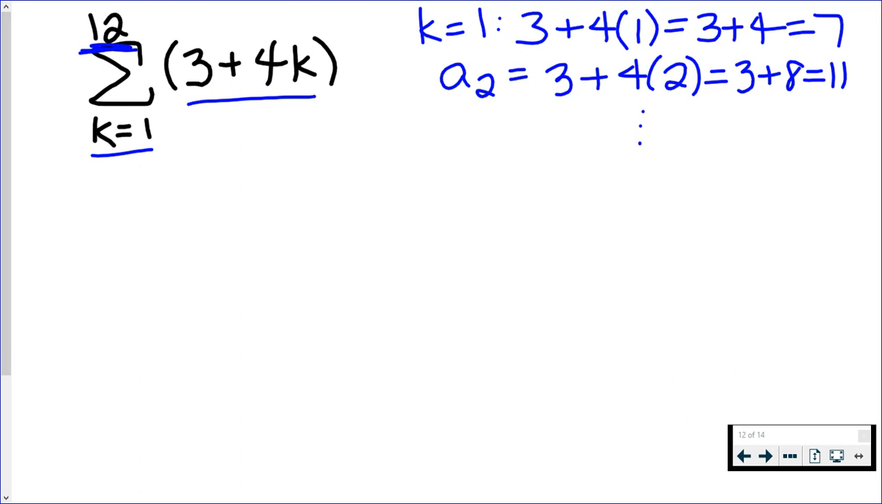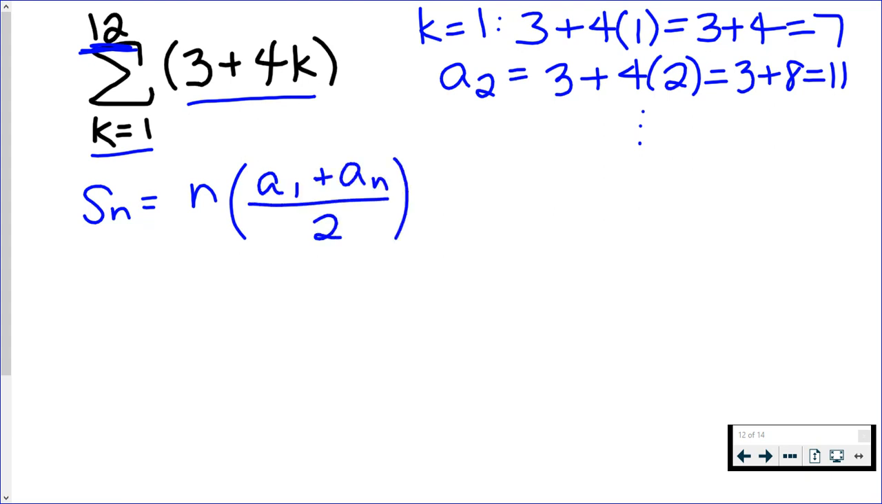If this number on the top was a 100, you're definitely not going to want to do that 100 times. So a shorter way that you can do it is to use this sum formula. N is how many terms that you are adding together. And then all we need to find is our first term and our last term. So in this case, we want the sum between terms 1 and terms 12. So N would be 12 in this case.